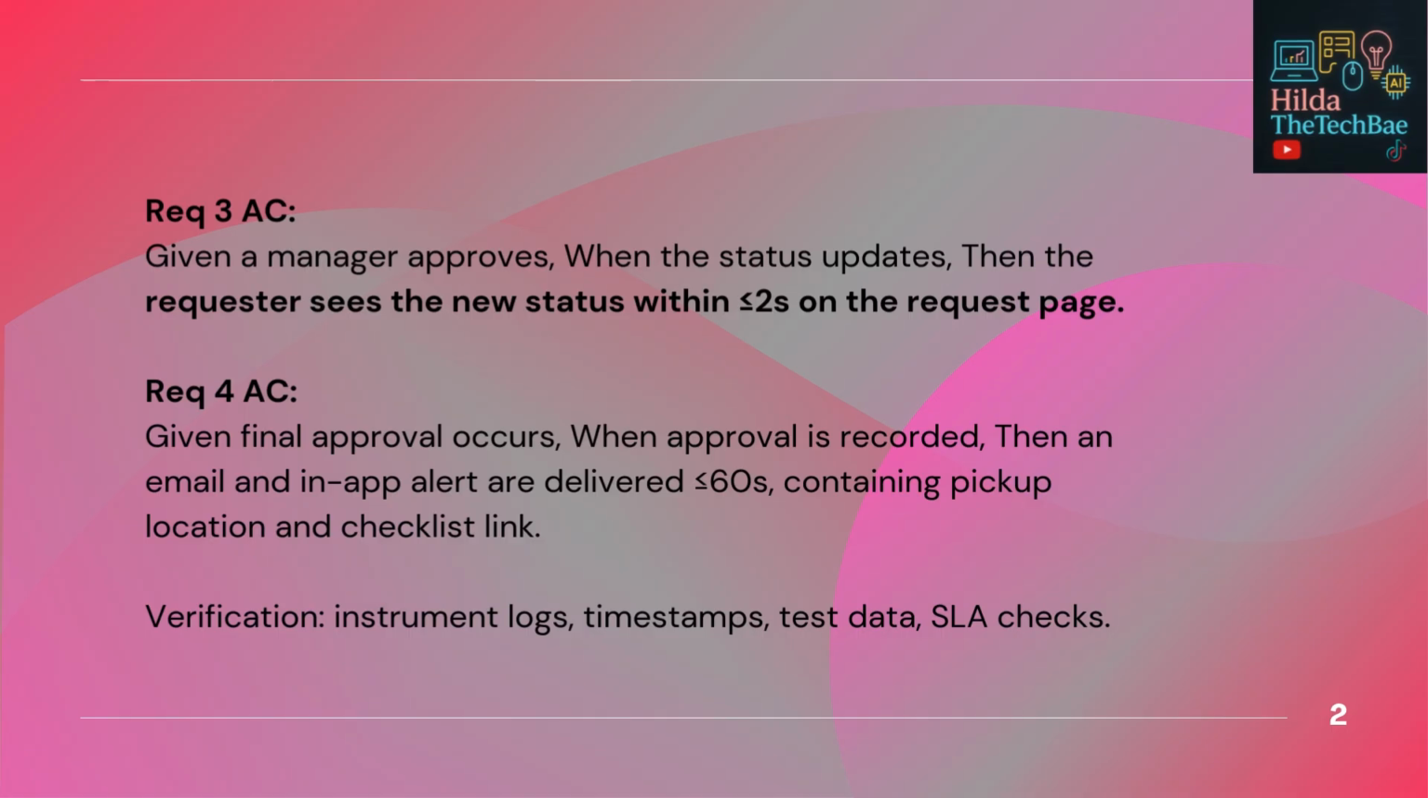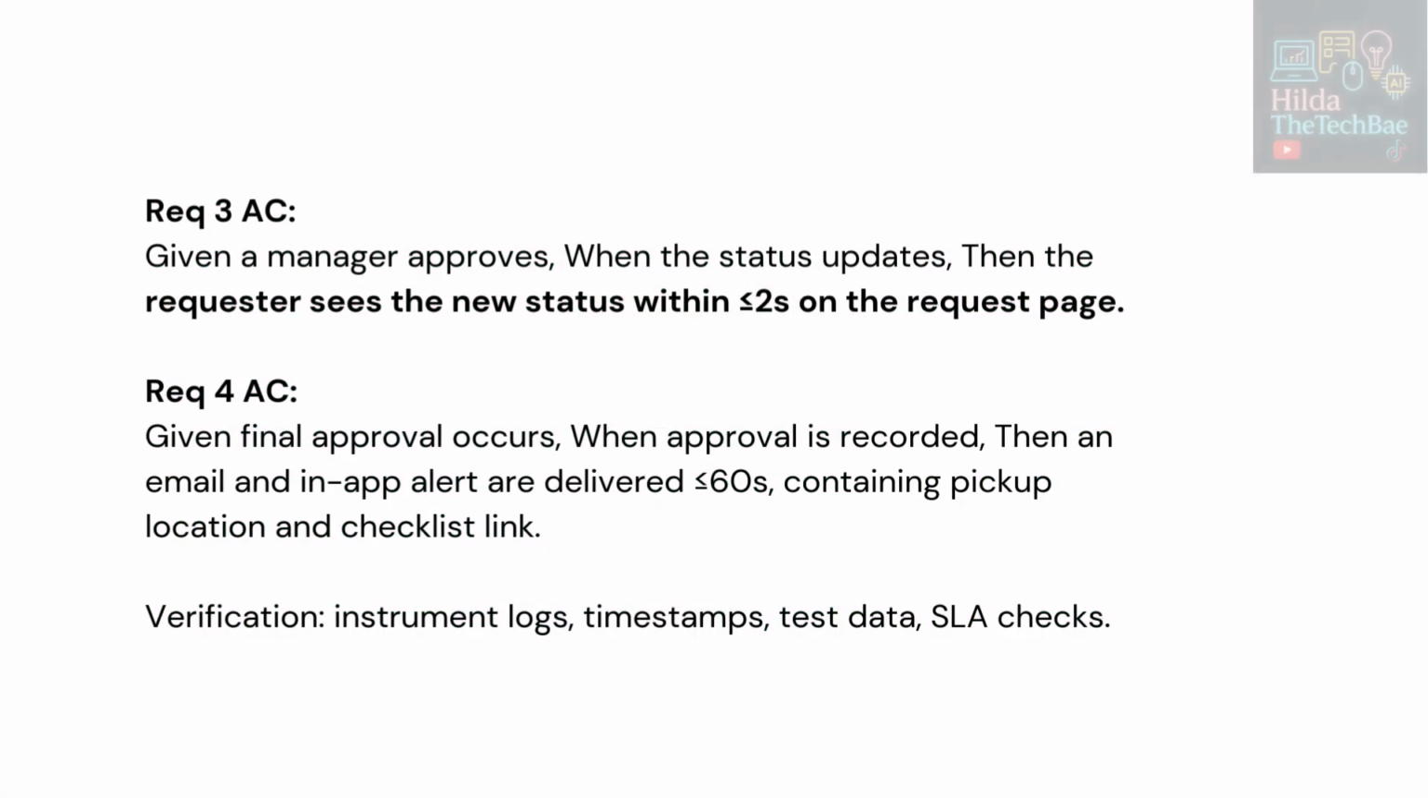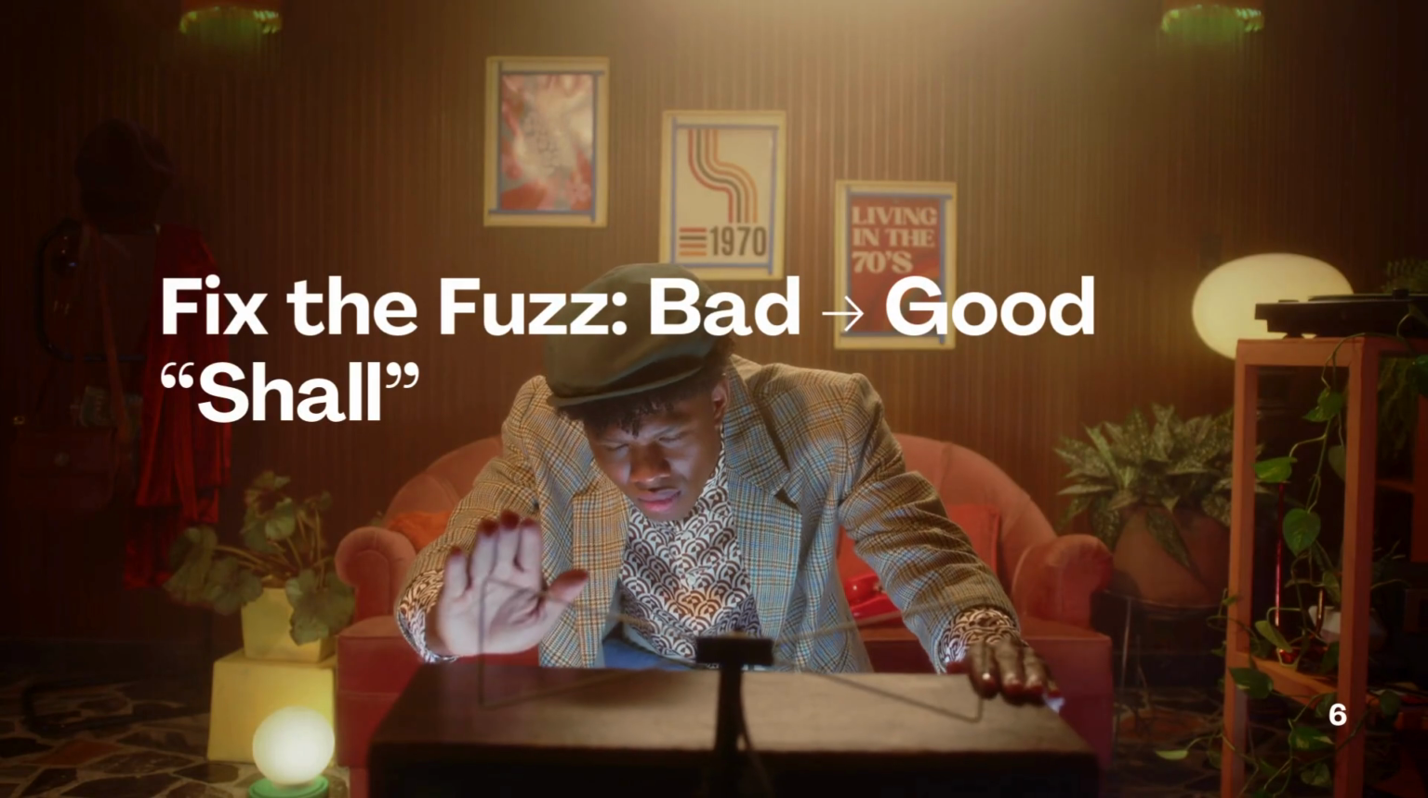Map each shall to 1 to 2 given when then scenarios. So call out measurable deliverable time, exact fields, destinations, then decide upfront how you verify: logs, event times, service level agreements, monitors. Next, let's fix common IT patterns that you'll be seeing during requirement documentation.